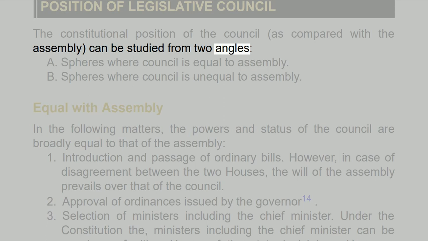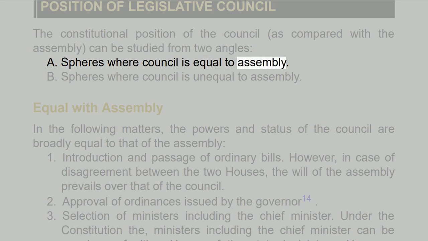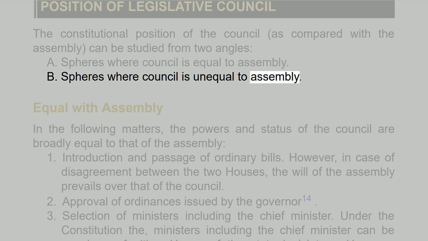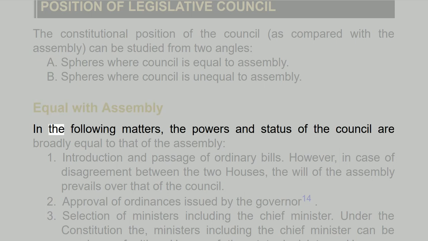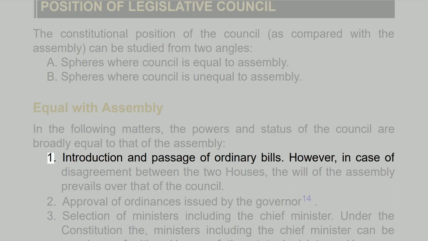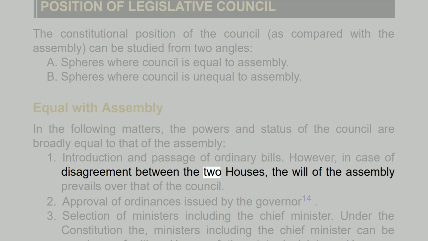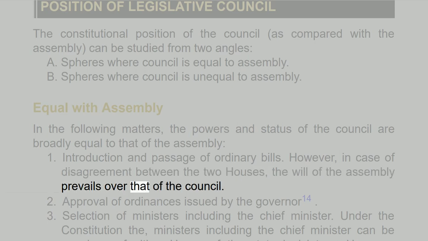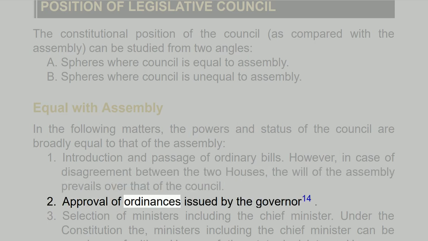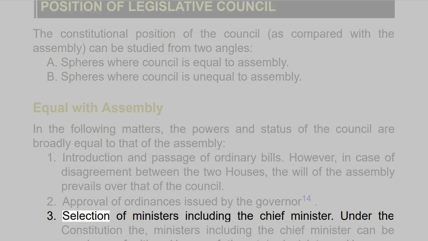angles: A, spheres where the council is equal to the assembly; B, spheres where the council is unequal to the assembly. Equal with assembly. In the following matters, the powers and status of the council are broadly equal to that of the assembly. 1. Introduction and passage of ordinary bills. However, in case of disagreement between the two houses, the will of the assembly prevails over that of the council. 2. Approval of ordinances issued by the governor. 3. Selection of ministers including the chief minister.